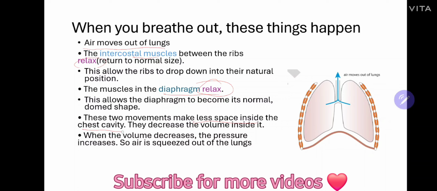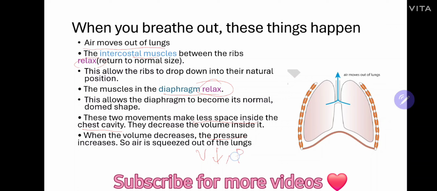So in the case of expiration, both the intercostal muscles and the diaphragm will be relaxing, and relaxation of these muscles causes less space inside the chest cavity. This less space means the volume will be lesser. If the volume is lesser, the pressure will be increasing. As the pressure increases, the air is squeezed out of the lungs, which results in the process of expiration.